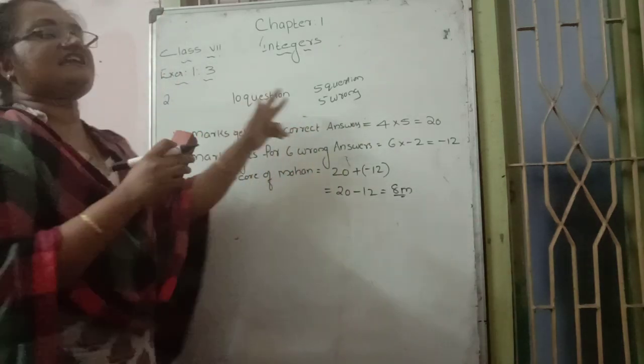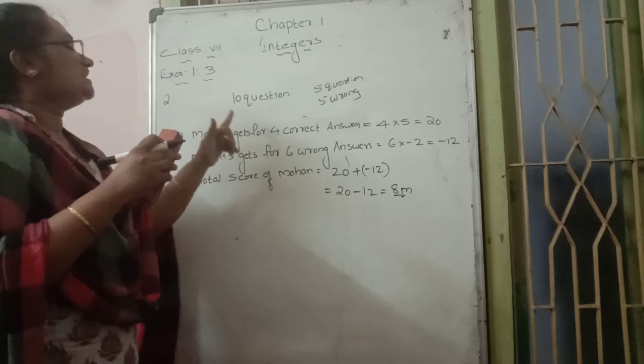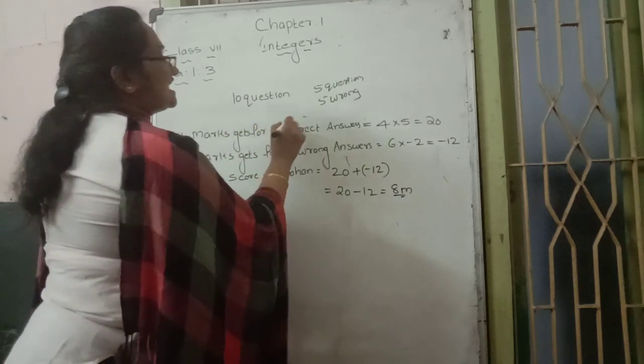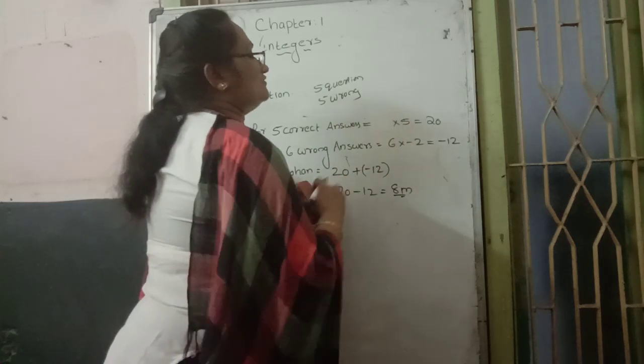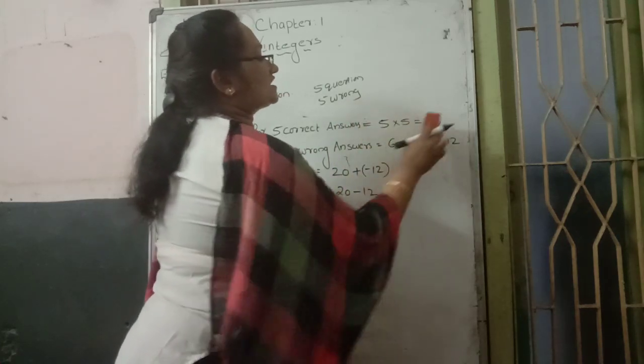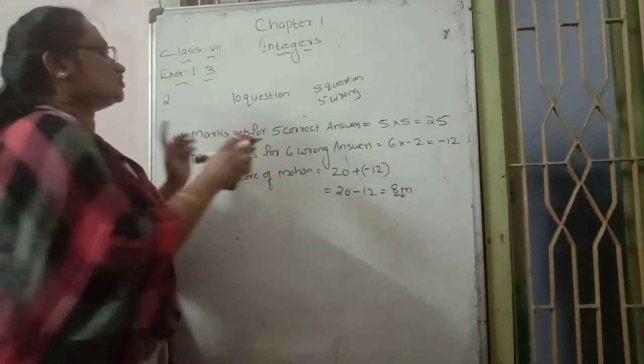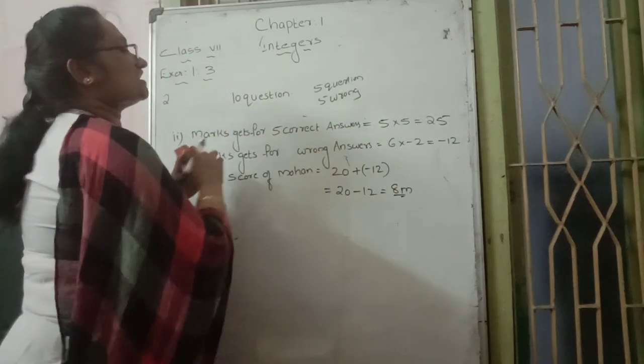Here also we can write the second part. Marks gets for how many questions she make correct? 5 correct answers equal 5 into 5, equal how much mark will she get? 25.